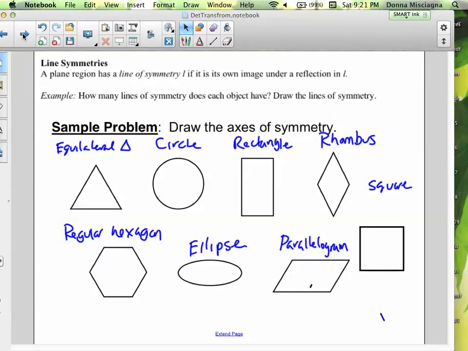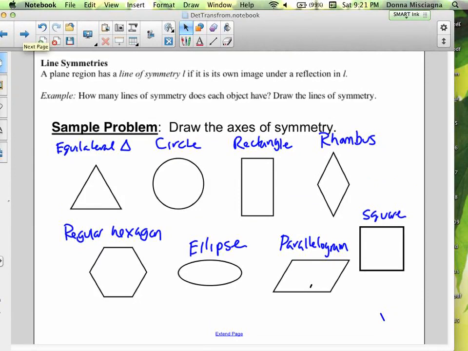So a plane region has a line of symmetry, L, if its own image is a reflection. So if it has a line of symmetry, that means if I reflect over that line, I get the same thing again. I will tell you that one of these figures here, the equilateral triangle, circle, rectangle, rhombus, square, parallelogram, ellipse, and regular hexagon, one of them has no lines of symmetry. Which one do you think it is?